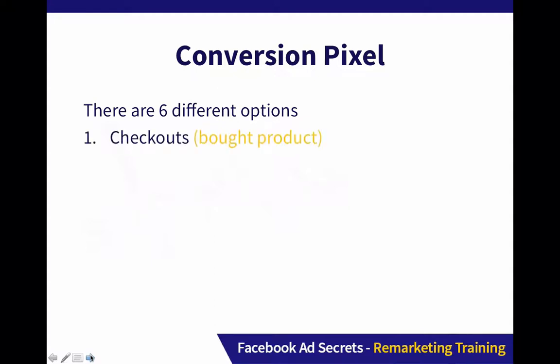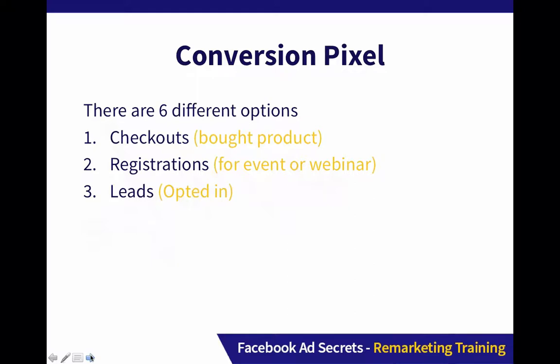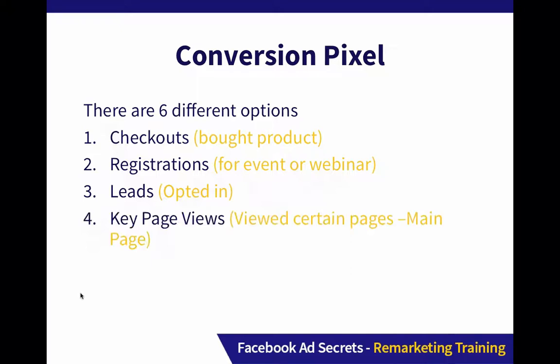The first is checkouts, so we can track checkouts. This is really people who bought your product. We can track registrations, so people that have registered for something, whether it be the event or a webinar or whatever it is. We can track leads. So leads are people who have opted in, or whatever you class your lead to be, but I class them as leads that have actually given me their name and email address.